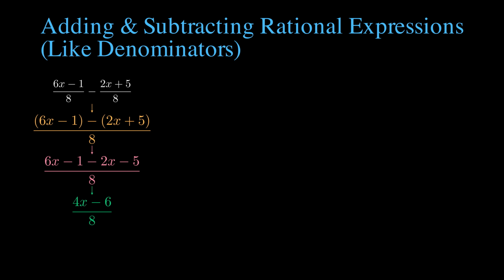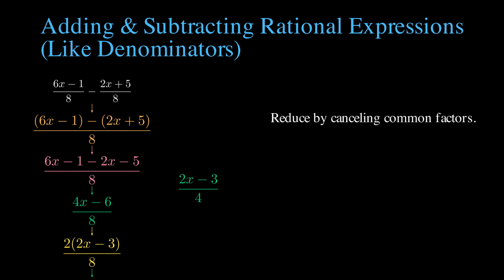To simplify further, we factor out the greatest common factor. The final simplified result is (2x - 3)/4.